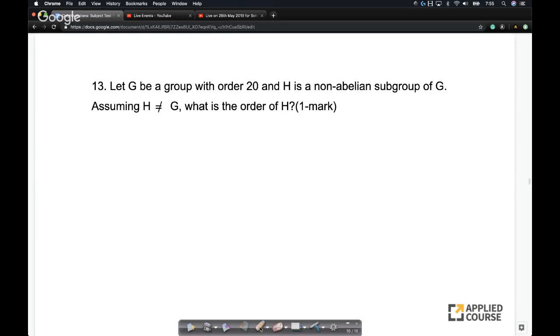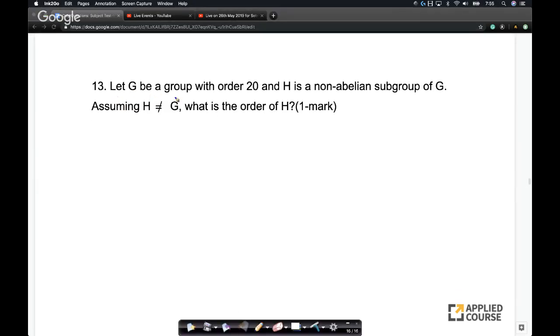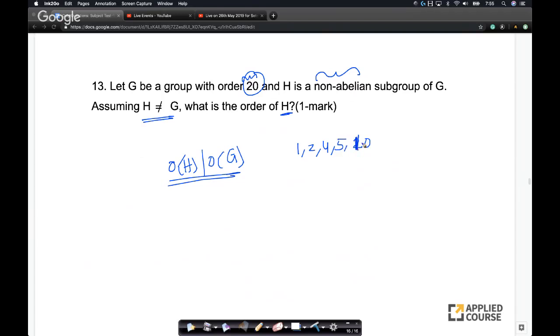So let's look at 13 now. Let G be a group with order 20 and H be a non-abelian subgroup of G. Assuming that H is not equal to G, what is the order of H? What are the possible orders of H? Remember, we know that the order of H should divide the order of the group. Because the order of the group is 20, the possible values are 1, 2, 4, 5, 10, or 20.